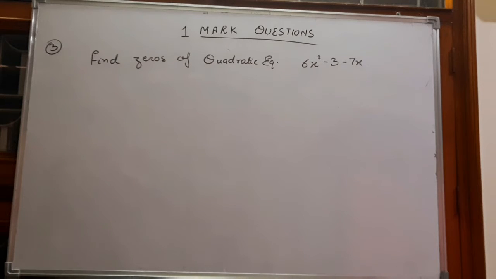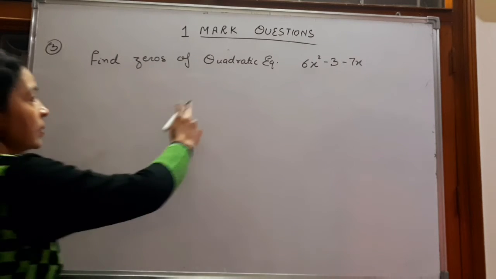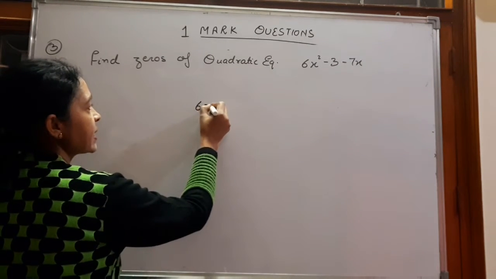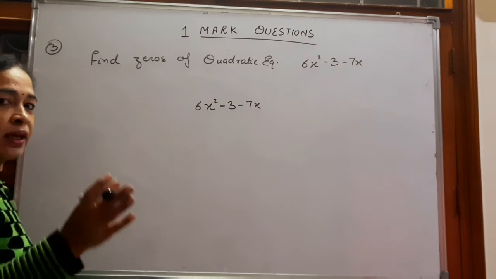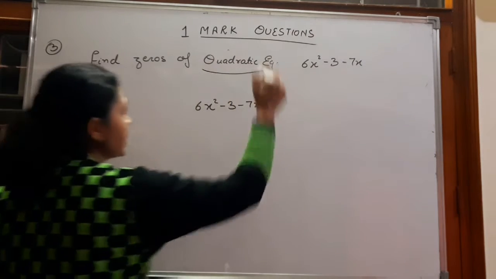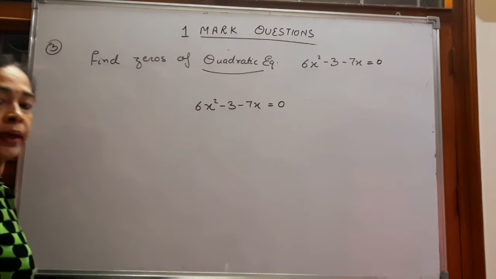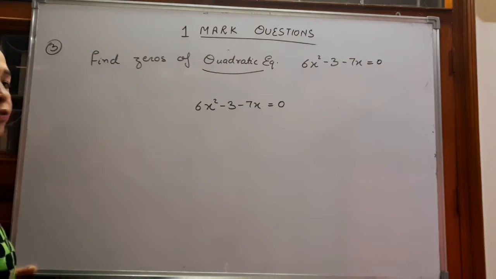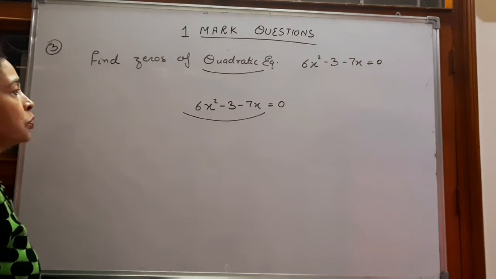Find zeros of the quadratic equation 6x square minus 3 minus 7x. This is the quadratic equation 6x square minus 3 minus 7x. Something is unusual in this equation. In case of a quadratic equation, if this is the equation, then here it must be 0. In case of a quadratic equation, we have two distinct roots or one root. But what is unusual in this equation?